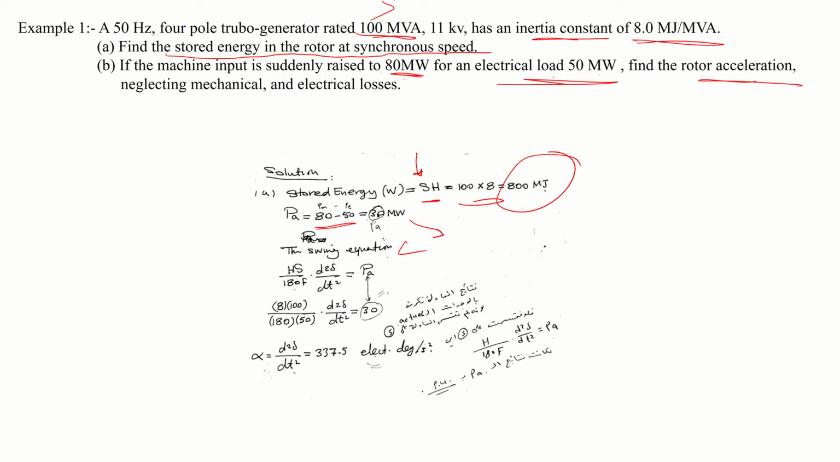And from the same equation, we have H S over 180 F times the second derivative of the angular displacement equals the acceleration power. So we have 30 here, S is 100, H is 8, and F is 50. We substitute and get the second derivative of the angular displacement. This is in actual value, because we used 100. If you want it in per unit, we just divide by the base, and you will get it in per unit.